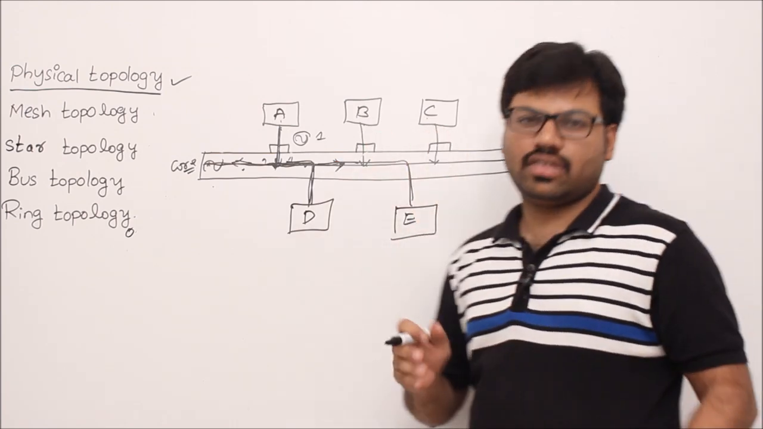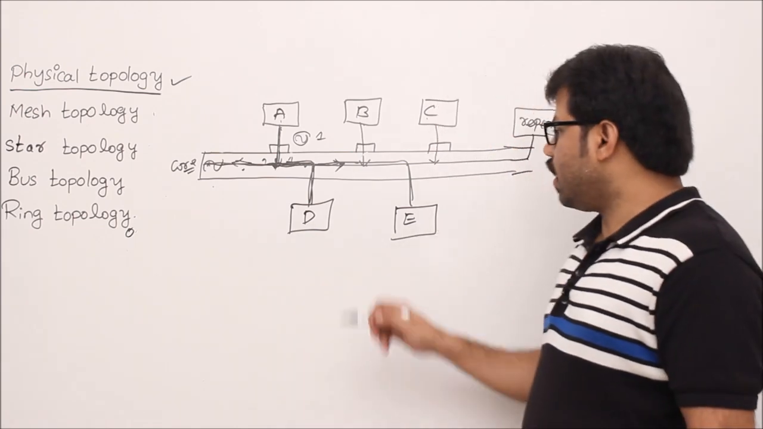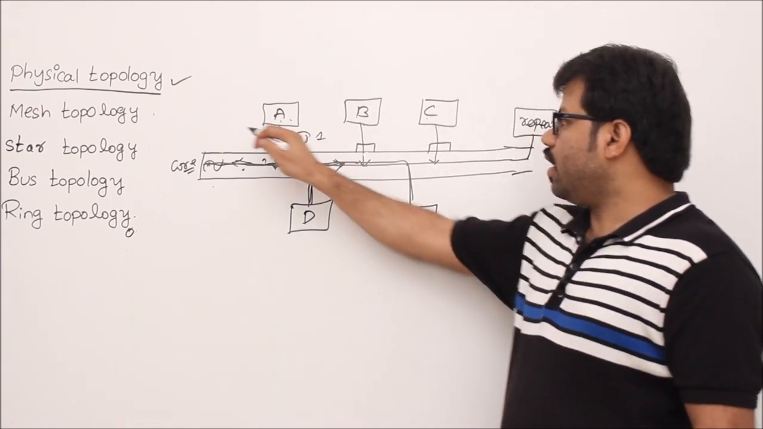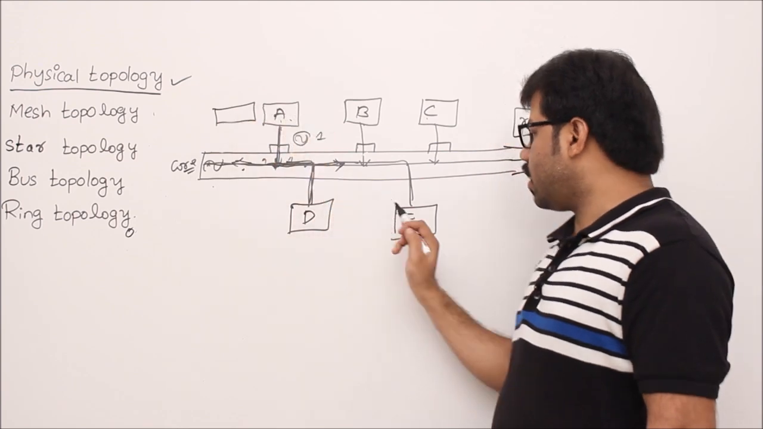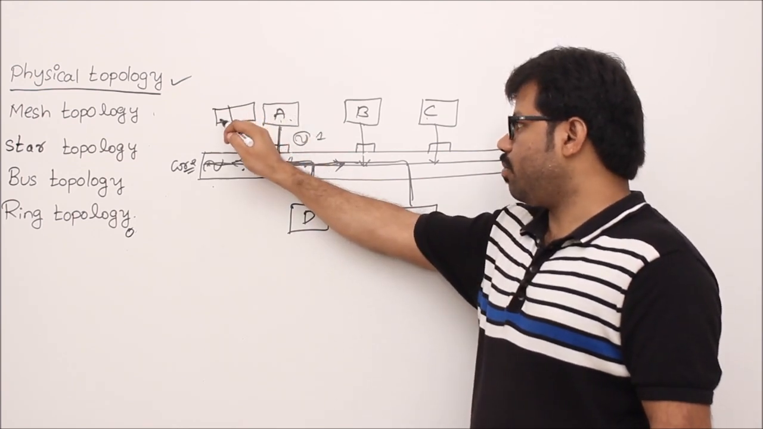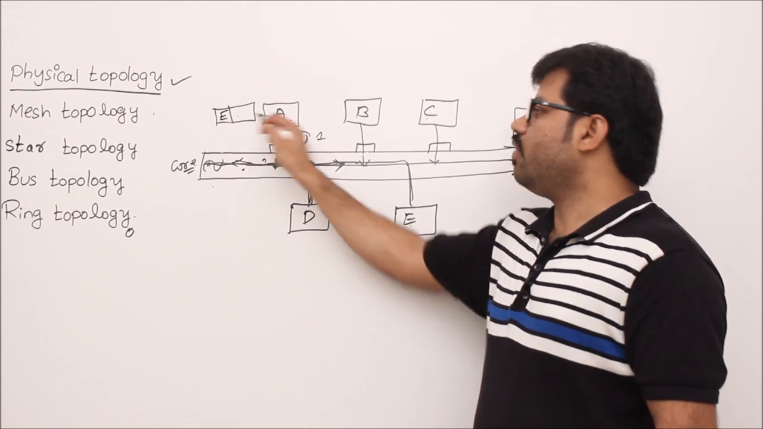Though everyone will see that. But the thing is, if you want to send only to E, then we will be writing the physical address of E on this frame, correct? So we write the physical address here and we send.